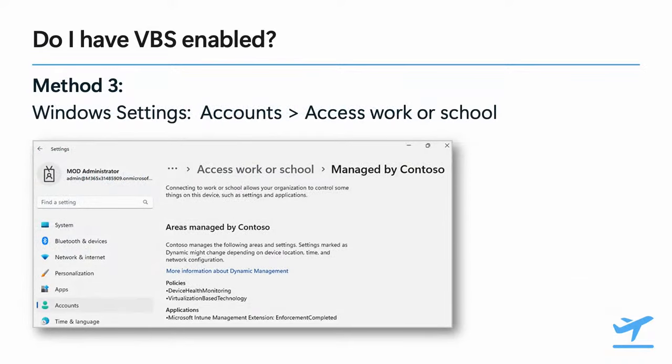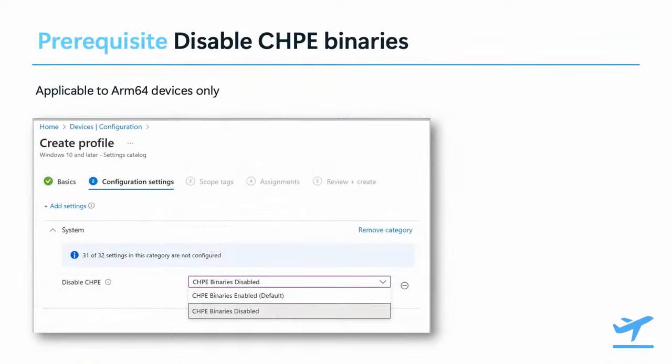A third method is to go into Windows settings. If your individual device shows under Accounts and Access Work or School that you are in a virtualization-based technology policy, you are in a device that has VBS enabled, and you should be Hotpatch ready as well. This one applies if you followed the demo steps and applied virtualization-based security enablement via the catalog settings picker in Intune.